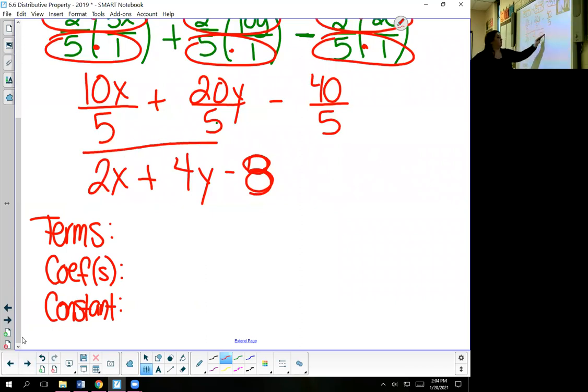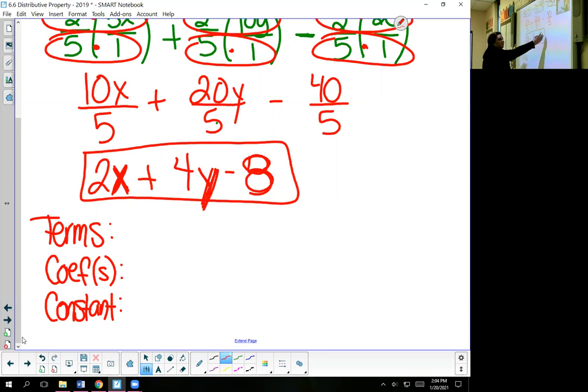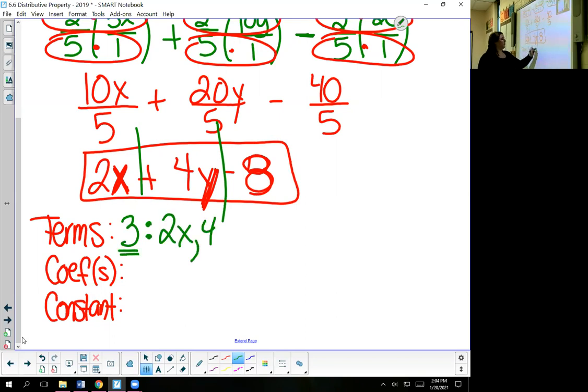Okay, this is the answer. Why? Because you can't add an x with a y, and you can't add x with nothing, and you can't add y with nothing. So in order for me to add these, they would have to look alike. They all have to have the same variable, or they don't have variables, or whatever. So how many terms did you come up with? If you said 3 terms, you are correct. And what are your terms? There's 3 terms. It's 2x, 4y, and -8.